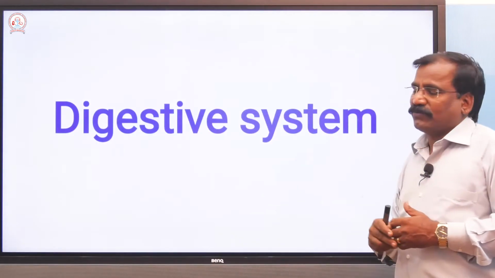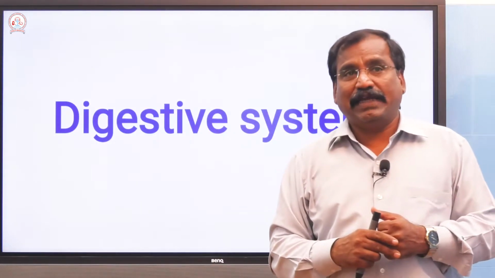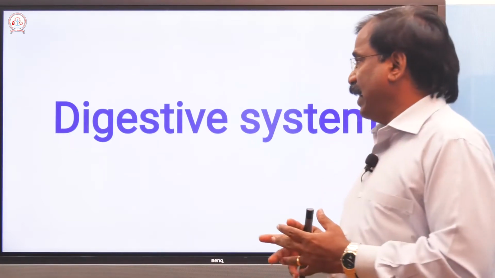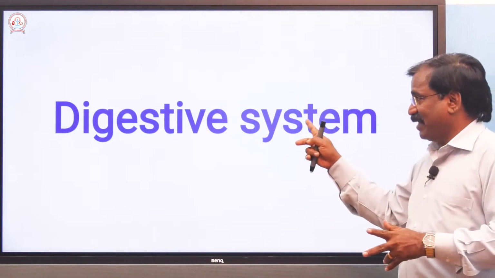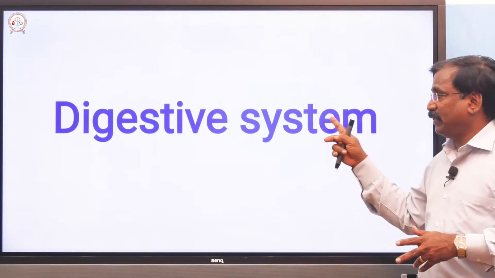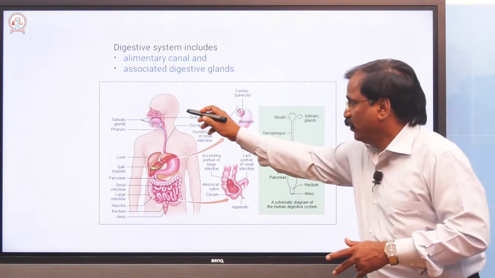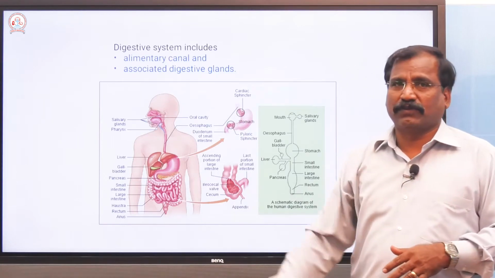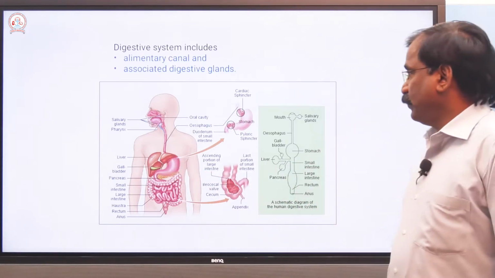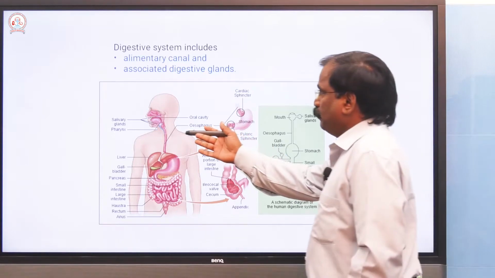One of the processes that we are discussing is digestion. Okay, where does the digestion take place? So this is the answer. Digestion takes place inside the digestive system. So this is our human digestive system.